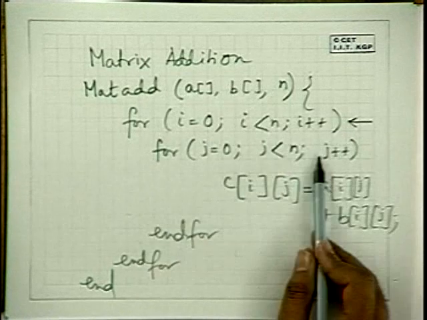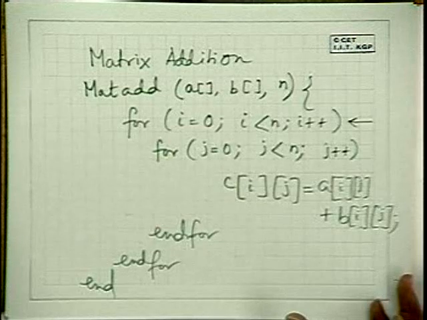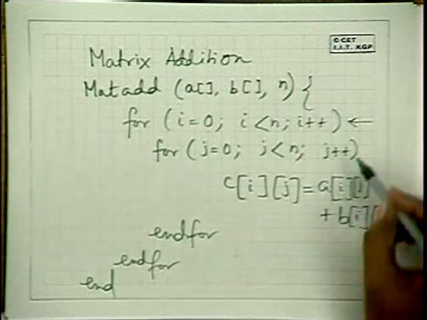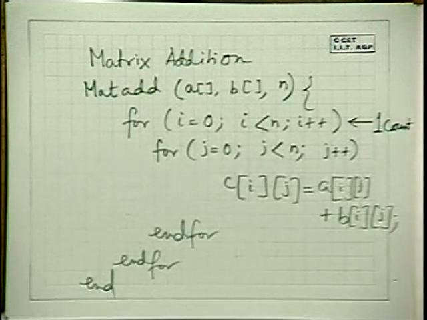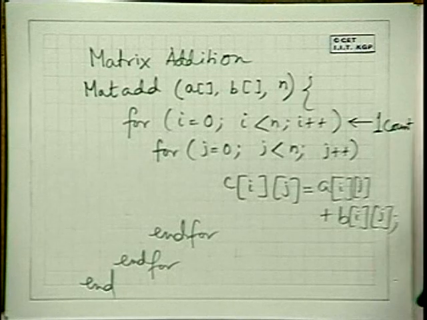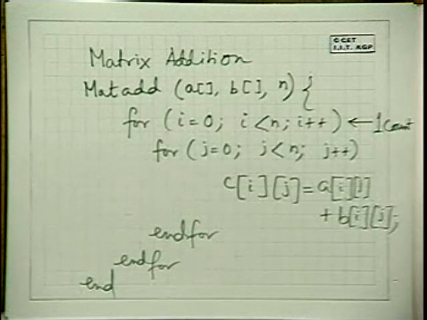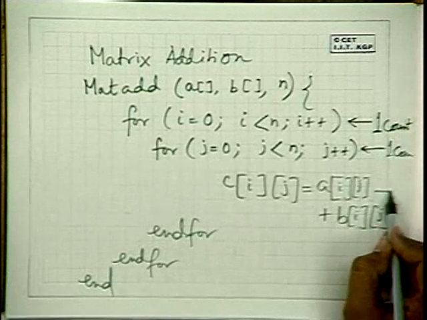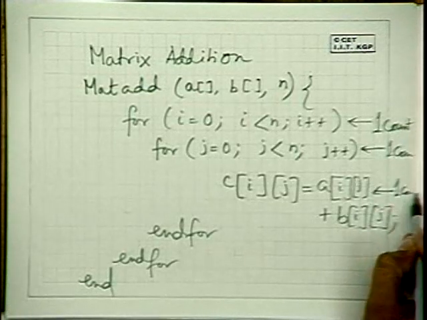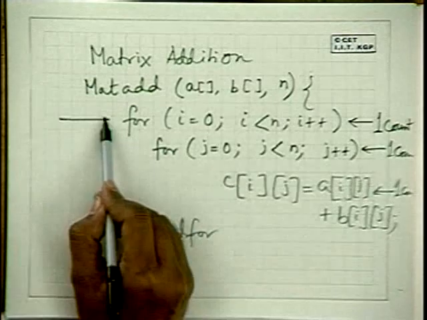Then the next for we will count similarly. Then C[i][j] is equal to A[i][j] plus B[i][j]. This is just an assignment, but suppose this is one count. Basically, this is a constant time. It may be, say, 4 milliseconds or 400 milliseconds, but whatever it is, it's constant. It's one step, one count. The second is another one count. This is also one count.